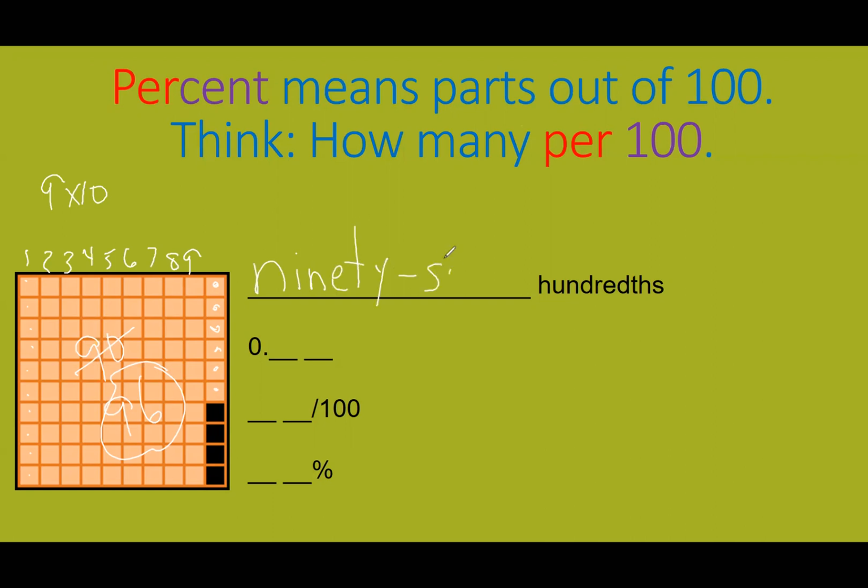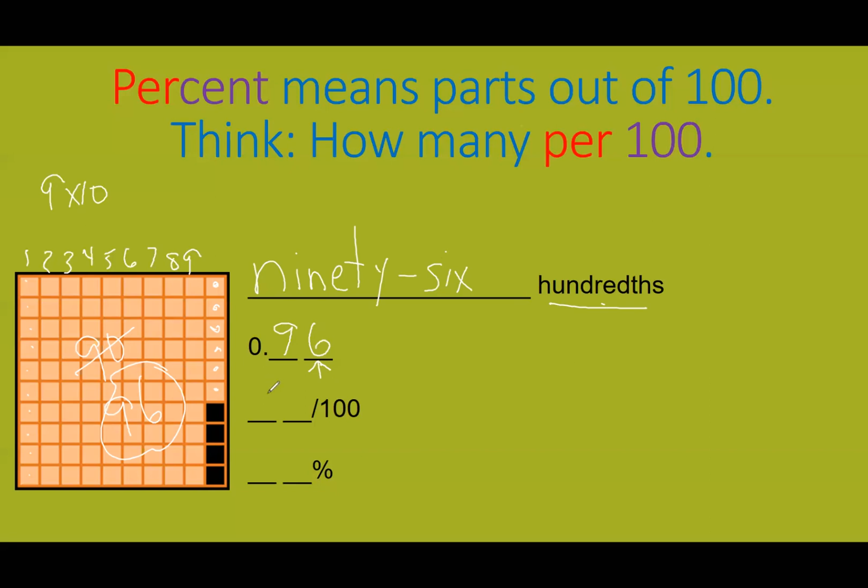We have 96 hundredths. How would we write that as a decimal? Well, remember, the last place that there's a digit, that's where we say the name. So we know that we're talking about hundredths, right? So that means our numbers have to go up to the hundredths place. And we know that there's 96 out of 100. So that means there's 96 hundredths.